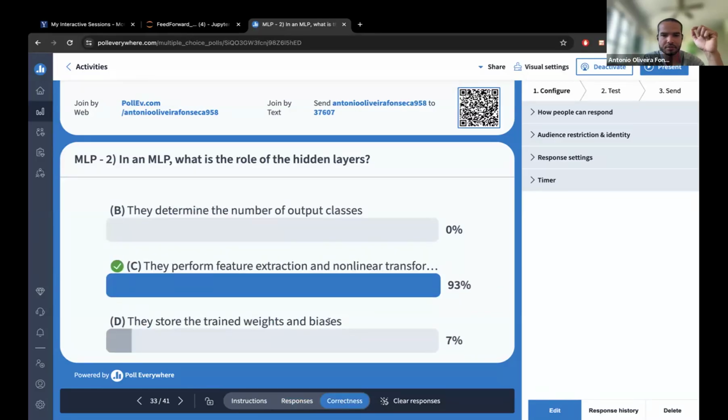It is C. Great. Is that clear why it's not store the trained weights and biases? Any questions on this? That should be relatively straightforward. I hope whoever chose this one understands the difference, right? Okay. Next one, 3.